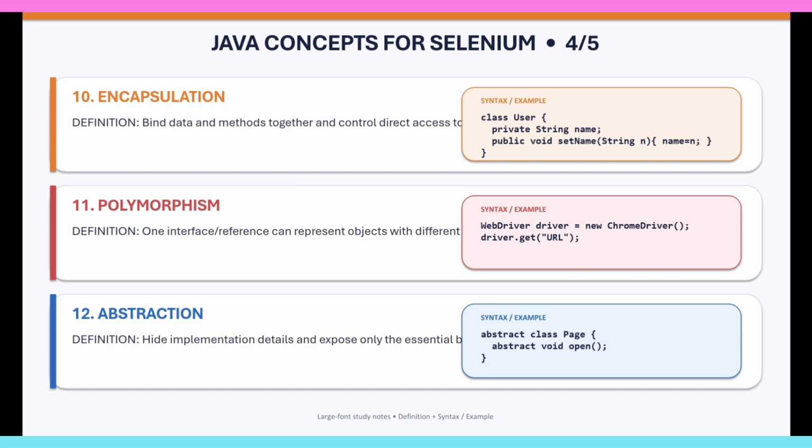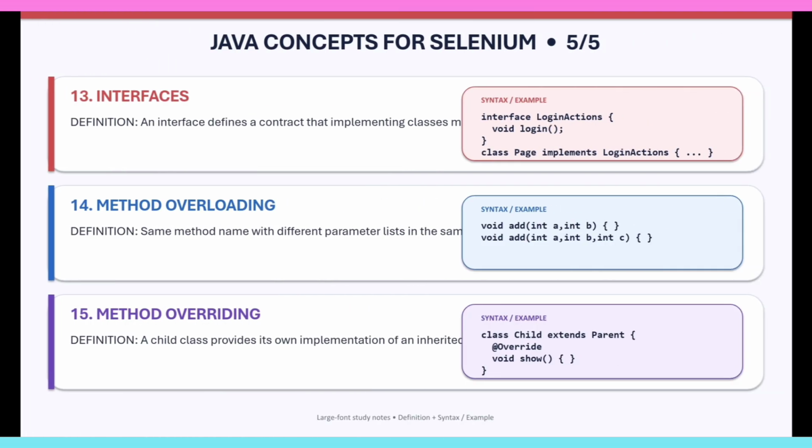Now coming to abstraction. Abstraction means hiding unnecessary implementation details and exposing only what is required. For example, when we call a login method, our test case doesn't need to know every Selenium command written inside that method. It simply uses the functionality. Next, we have interfaces. An interface defines a contract that implementing classes can follow. Selenium's WebDriver is a very good example of an interface, with browser-specific classes such as ChromeDriver providing the implementation.